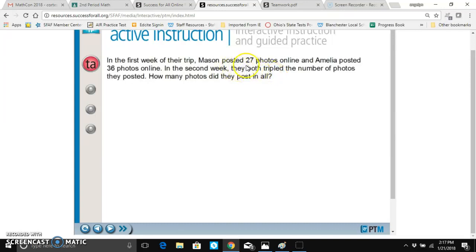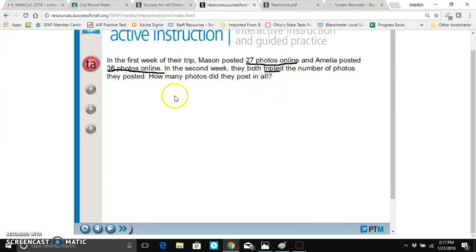First of all, we know that Mason posted 27 photos online and Amelia posted 36 photos online. And then if we wanted to find out how many they had together, we would simply add those. But then it says in the second week, they both tripled the number of photos they posted. How many photos did they post in all? So we need to add 27 with 36 to find their sum or their total. Then it said they tripled that sum, or tripled that total. Tripled means times by 3.